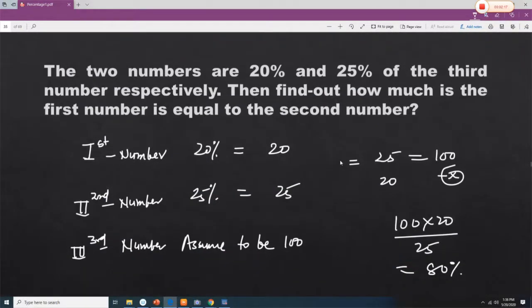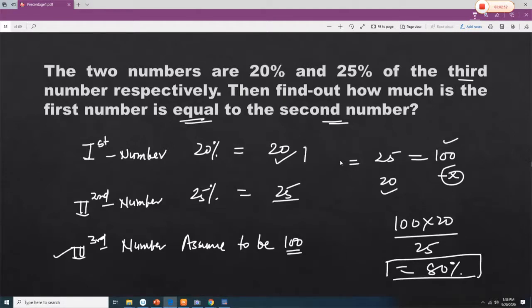The two numbers are 20% and 25% of the third number respectively. So you have to assume the third number is 100. The first number is 20% of 100, that is 20, and the second number is 25% of the third number, that is 100, so it is 25. Now it is asked to find out how much the first number is of the second number. So 25 is, let's say, 100%, and 20 is how much? It is 80%. So the first number is equal to 80% of the second number.